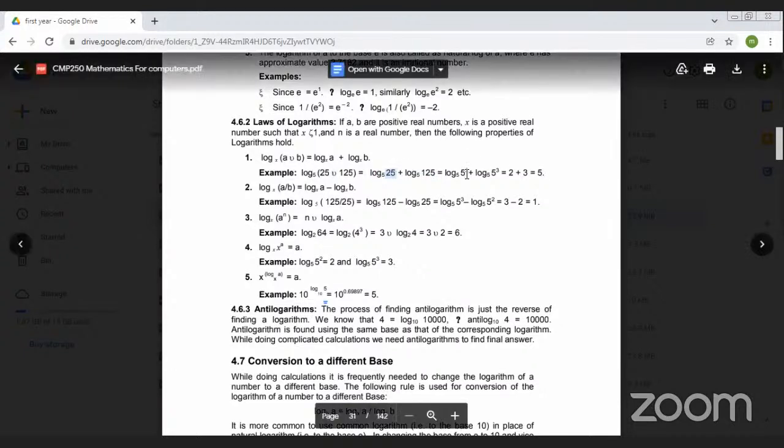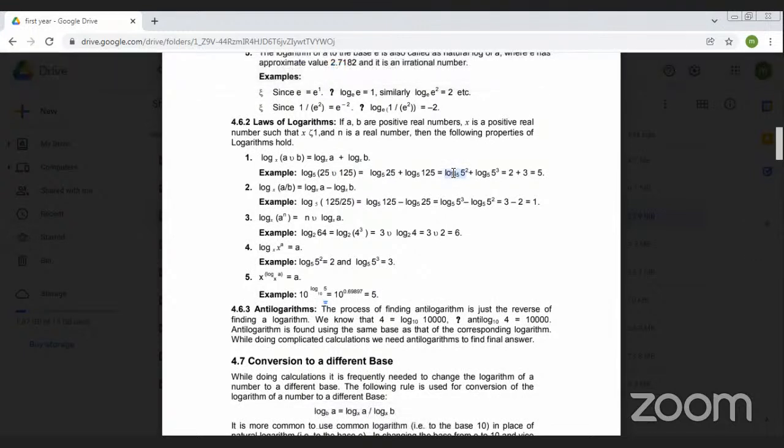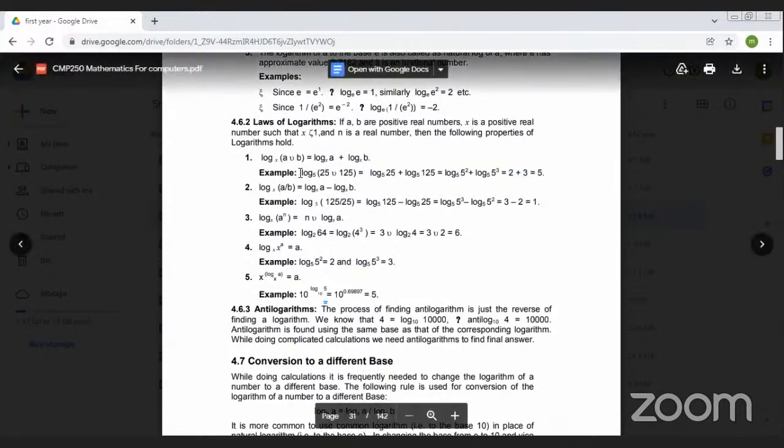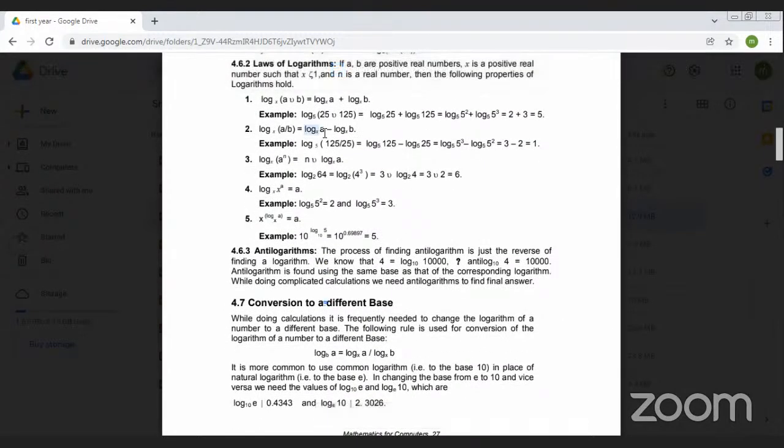So the answer for this will be, we know log a to the base a gives me 1, but here the power is 2, so it will give me 2. And 5 raised to cube gives me 3. So the value for this answer is 5. In the same way, for log x a minus log x b.